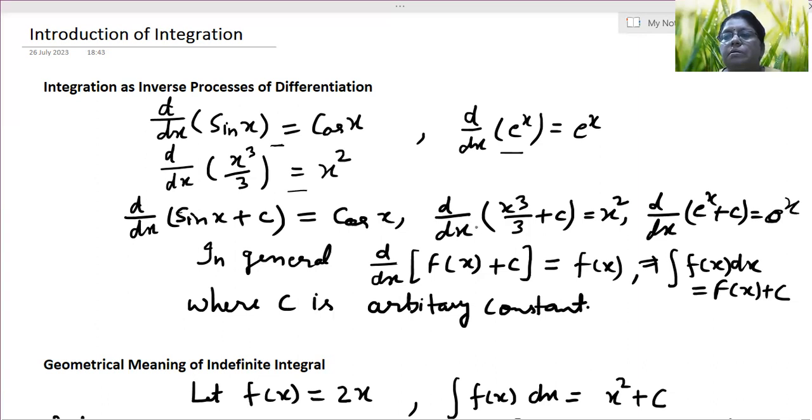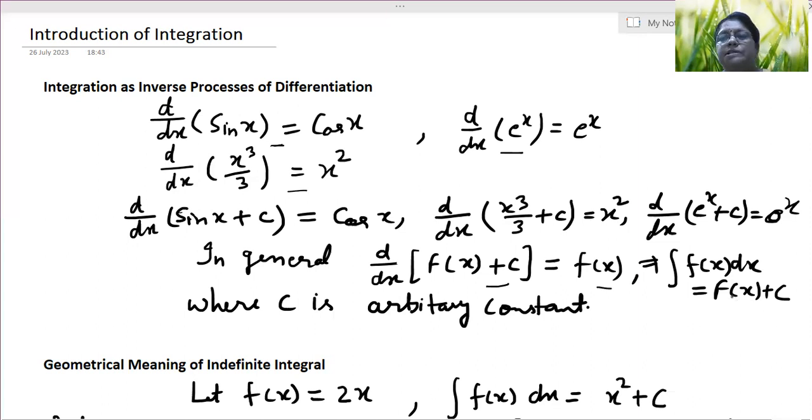In general, if you see, d by dx of fx plus c is equal to fx. Whether you differentiate sin x plus 1, sin x plus 2, sin x plus 3, the differential will be always cos x. Okay? So, in general, we can write differential of fx plus c is equal to fx. So, integral of fx dx is equal to fx plus c.